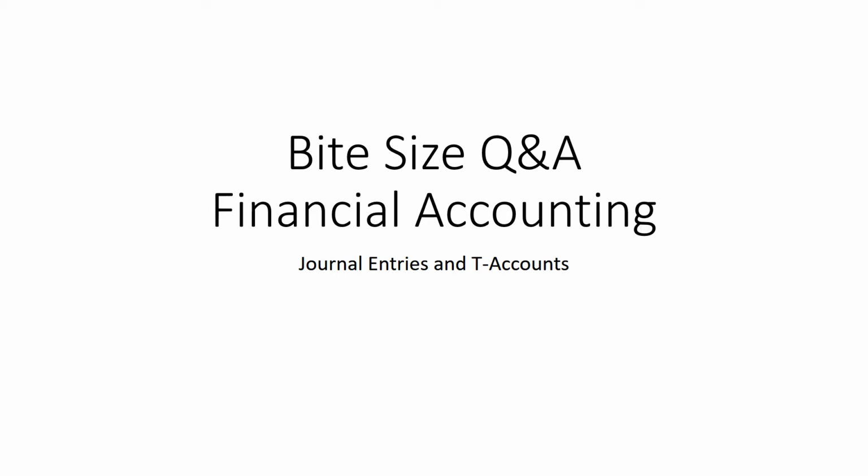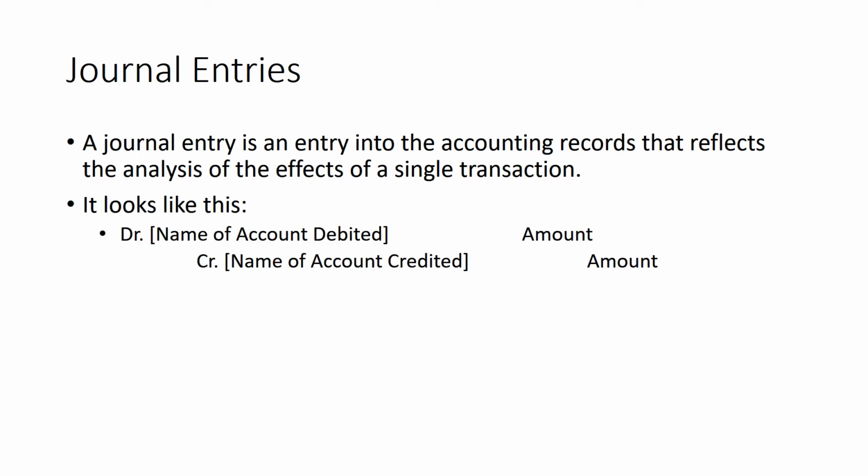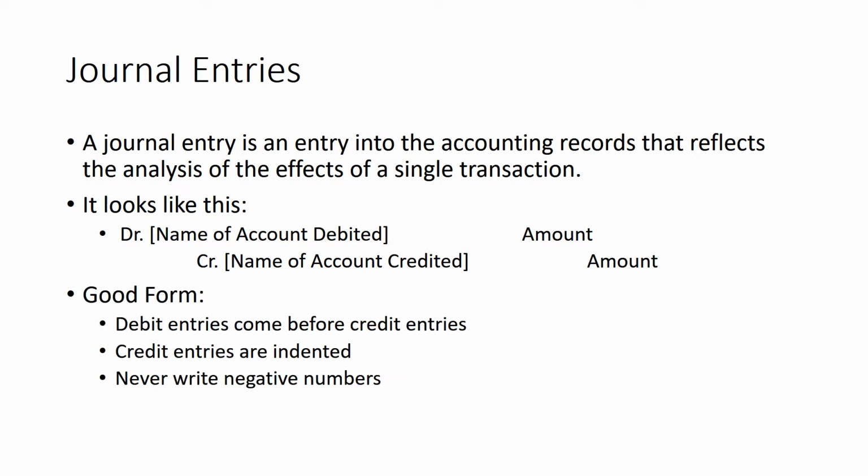Let's talk about journal entries and T accounts. A journal entry is an entry into the accounting record that reflects the analysis of the effects of a single transaction, and it looks like this. We'll debit, name of account debited with the amount, and credit, name of account credited with amount.